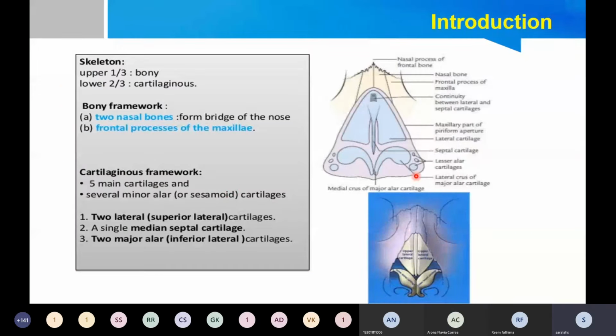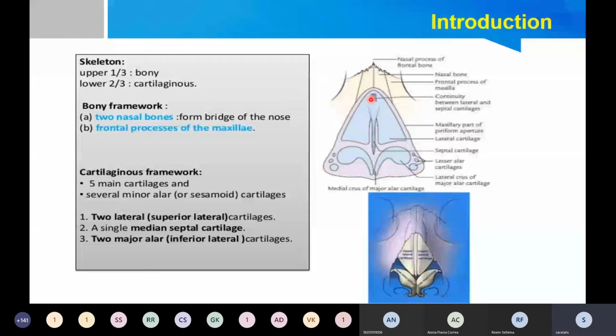I'll just give you a brief introduction about the nose. If you take this as the external nose, the external nose is formed by both bones and cartilages. The upper 1/3 of the framework is bony and the lower 2/3 is cartilaginous. So this is the cartilaginous part and this is the bony part.